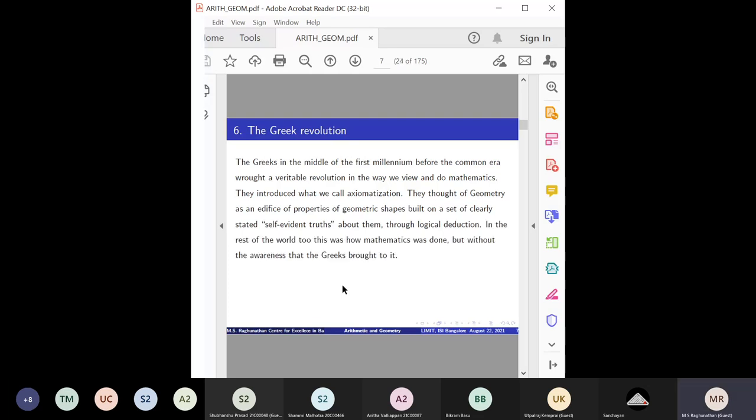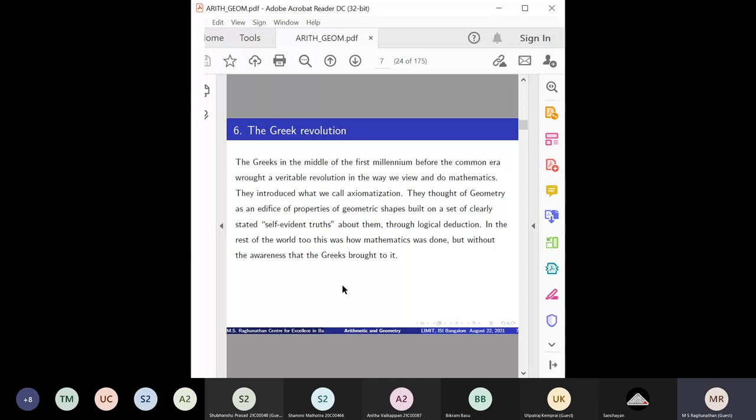In the rest of the world too, this was how mathematics was done, but without the awareness that the Greeks brought to it. The Greeks were the first people to become aware that you have to state clearly what you assume. Some things are taken for granted, and those have to be stated clearly, and everything has to be deduced logically from that in clear terms. And that is what the Greeks did for geometry way back 500 years before the Common Era.